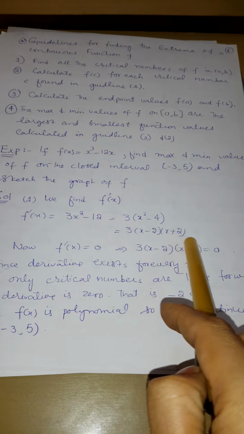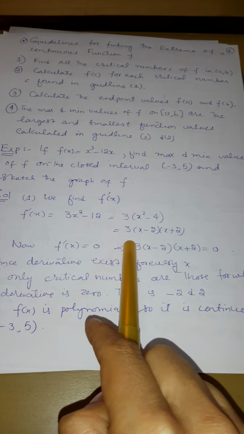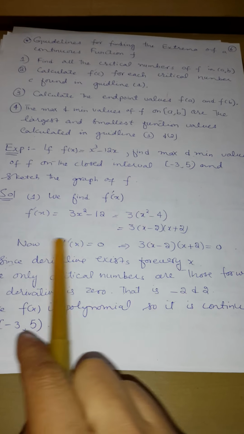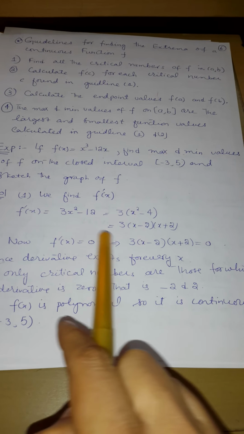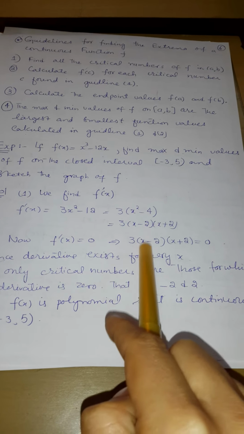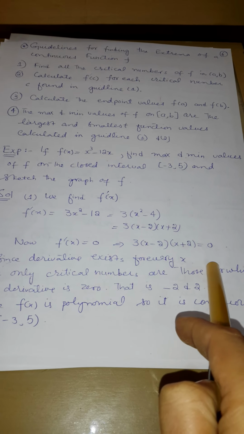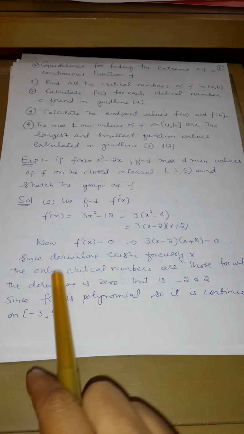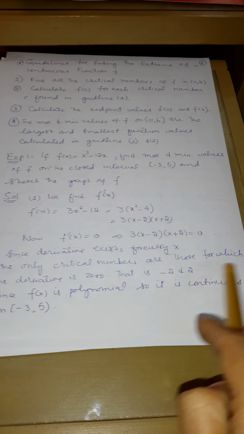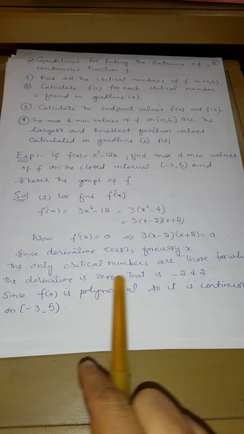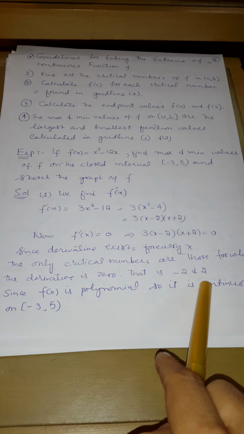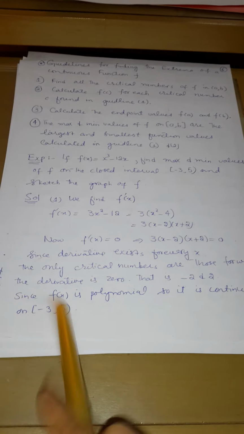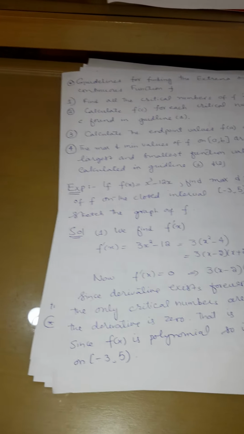Here we will simplify this derivative. It is equal to 3 times x minus 2, x plus 2. Now put f prime of x equal to 0. It will be 3 times x minus 2, x plus 2 equals 0. Since the derivative exists for every x, the only critical numbers are those for which the derivative is 0, that is minus 2 and 2. Since f of x is a polynomial, it is continuous on minus 3 and 5.